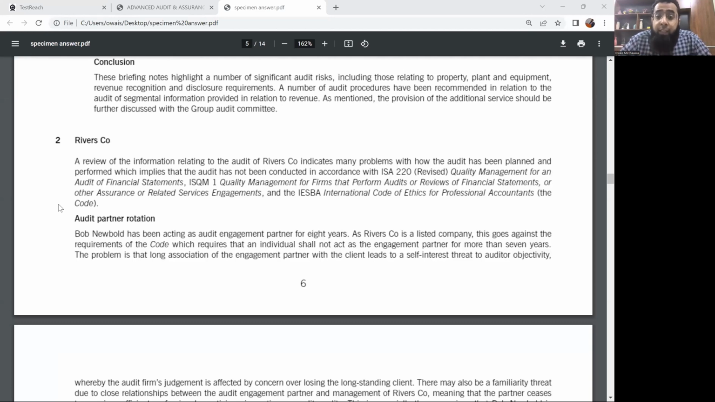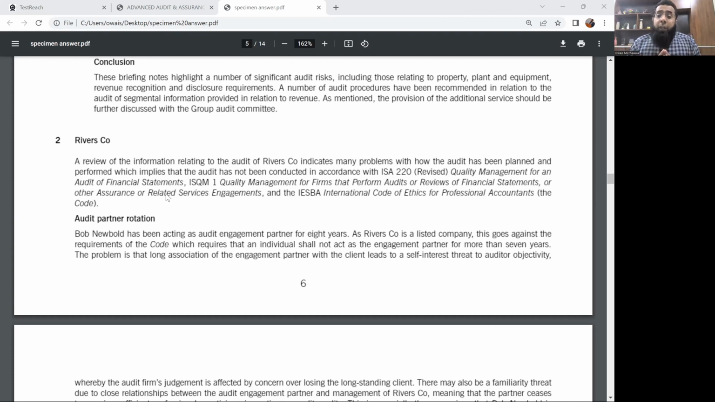Okay, so let's look at the examiner answer for the same question, Reverse Company. A review of the information relating to the audit of Reverse Company indicates many problems with how the audit has been planned and performed, which implies that the audit has not been conducted in accordance with ISA 220, Quality Management for an Audit of Financial Statements, and ISQM 1, Quality Management for Firms that Perform Audits or Reviews of Financial Statements, or Other Assurance or Related Service Engagements.